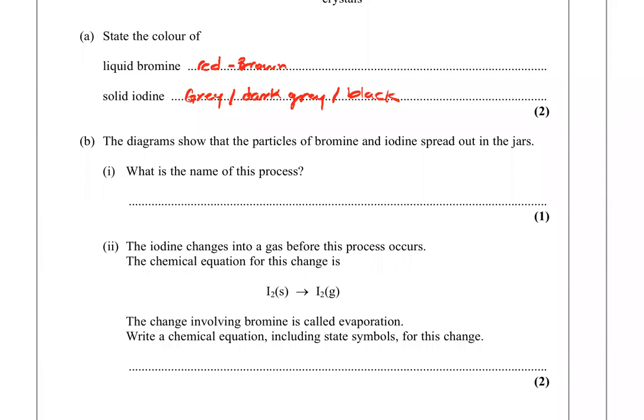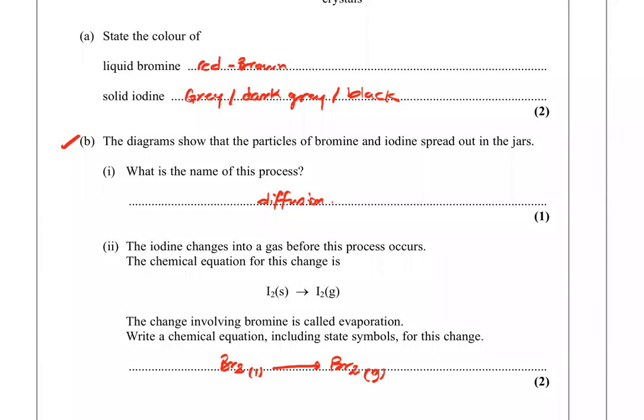Okay. B. The diagram shows the particles of bromine and iodine spread out in the jars. What is the name of this process? طبعا هتبقى اسمها diffusion. The iodine changes into a gas before this process occurs. The chemical equation for this change is I2 solid gives I2 gas. The change involving bromine is called evaporation. Write a chemical equation including state symbols for this change. يبقى Br2 liquid عشان bromine is liquid هيحصل له evaporation يبقى يتحول ل Br2 gas.